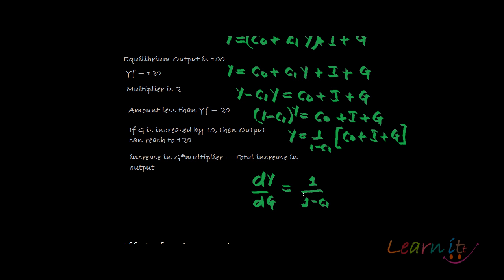Okay, in our earlier recording, what we have seen is that using that geometric progression, we have found that 1/(1 - C1) was the multiplier. Okay, here also, the government spending multiplier in this case is 1/(1 - C1).